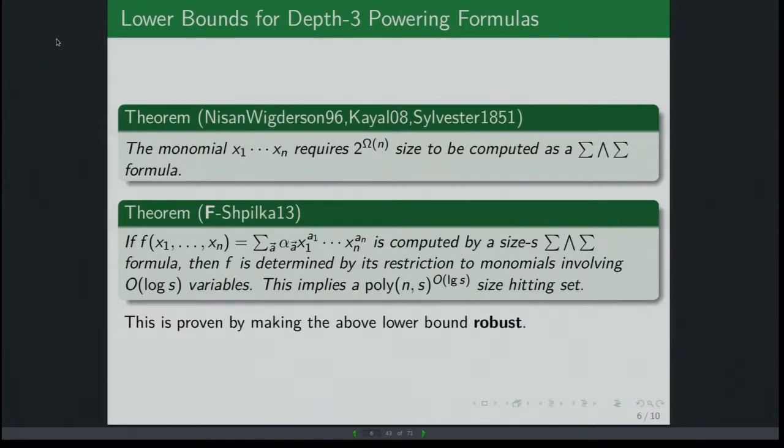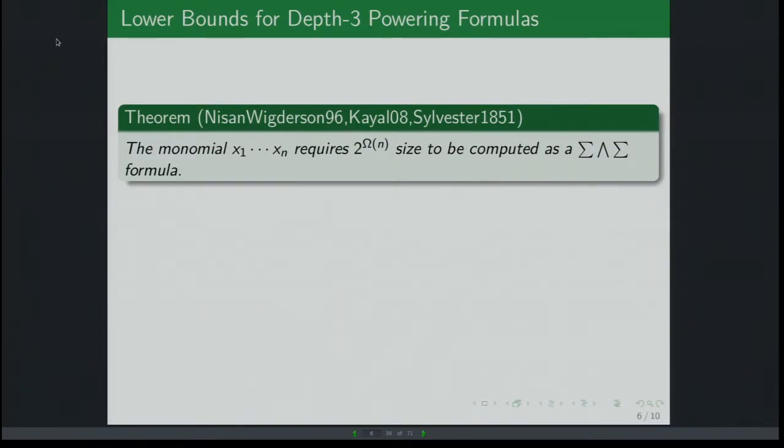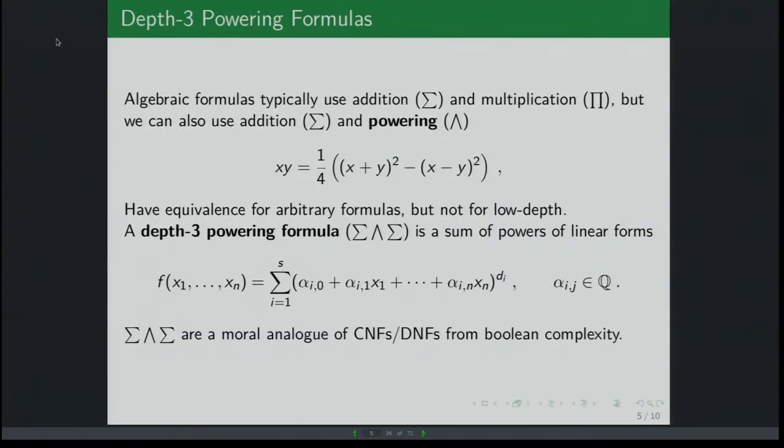So does the size refer to the first sum or the second sum? Sorry? Or both? Oh, only the second sum. And then, what does the s mean in size s? So s is the number of summations you have here. So there's sort of various parameters. d will sort of be polynomially bounded. s could be anything from 1 to exponential. And the number of variables will always be n.